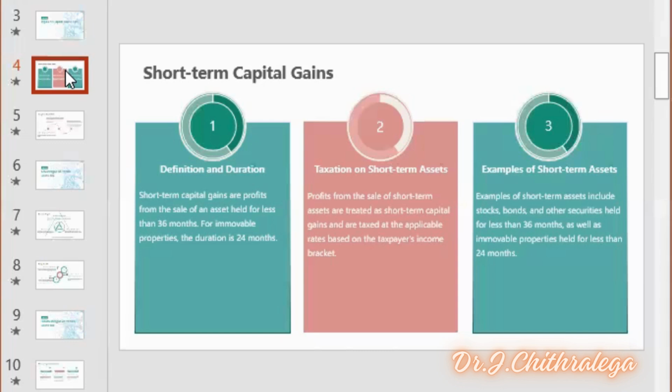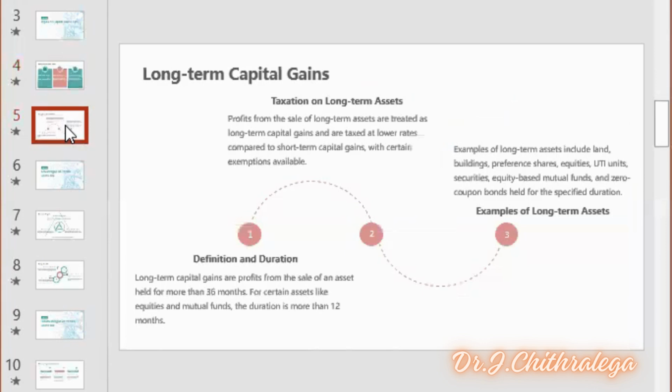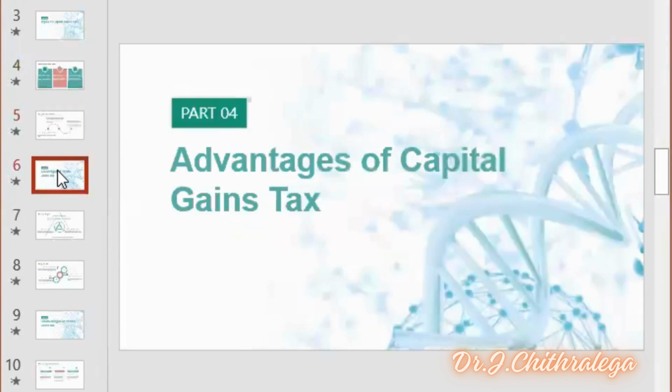I told you what is called non-agricultural land: land located near a municipality or cantonment board with a certain population limit. Such lands are called non-agricultural land. And depreciable assets, like plant and machinery, furniture and all, are always short-term capital gain. Okay. Then, you know what is meant by long-term and short-term? I told so many examples. When we do sums, you'll have a better understanding.